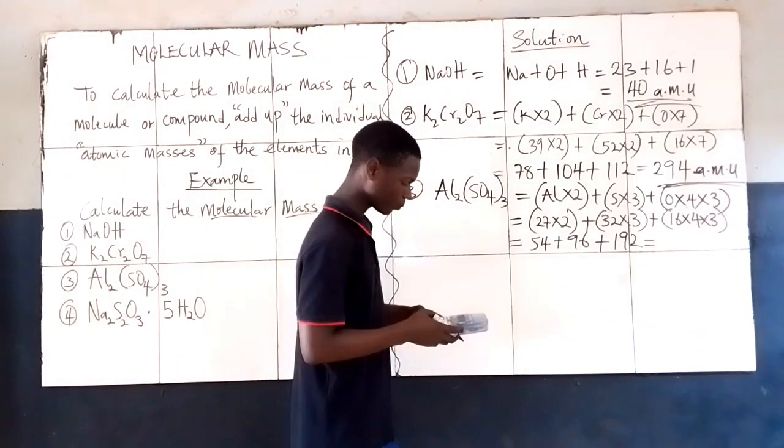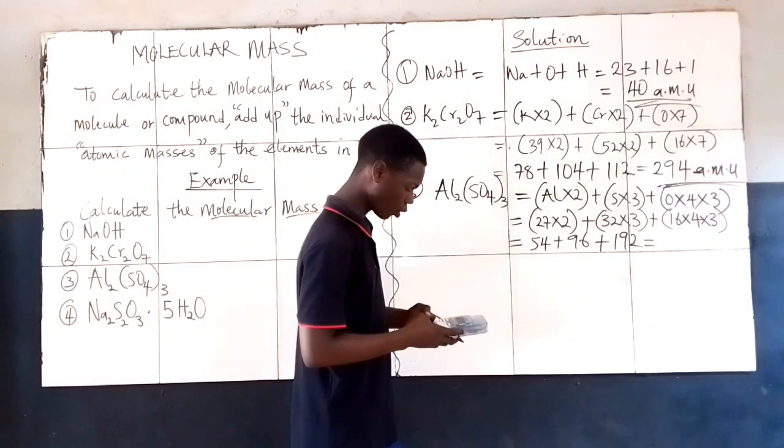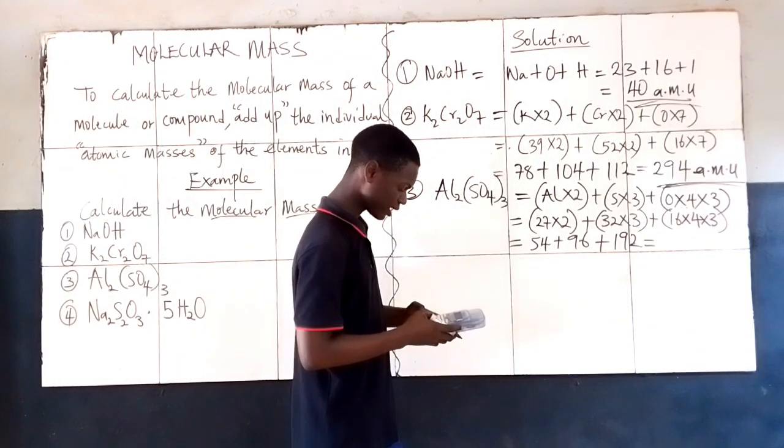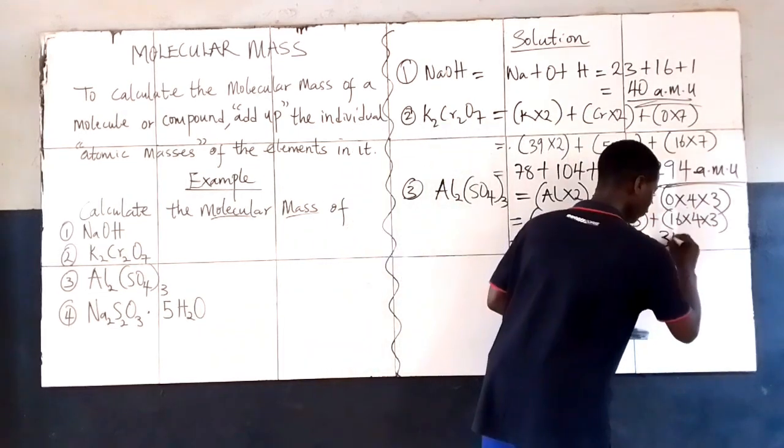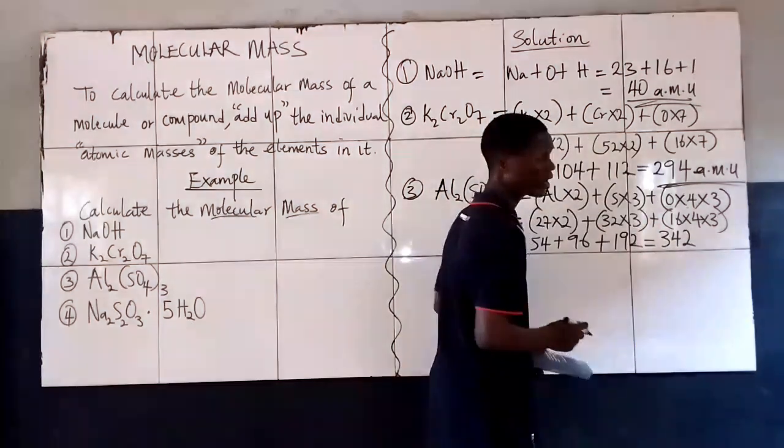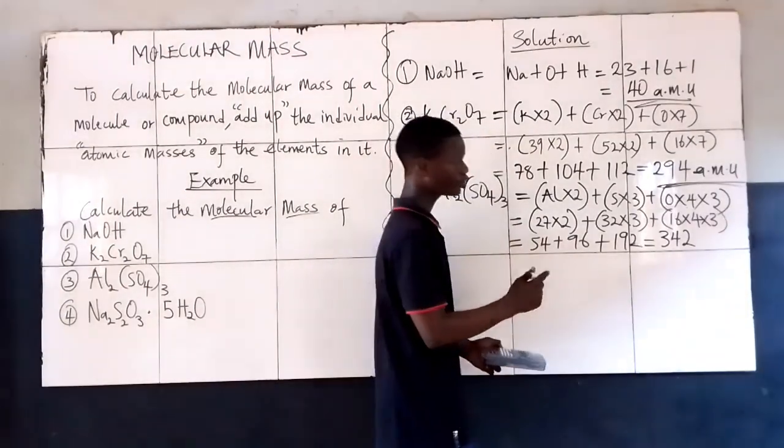Let's add it up. You have 54 added to 96 added to 192. What do we have? We have 342. And like I said, we are calculating what? Molecular mass. So the unit should be what?